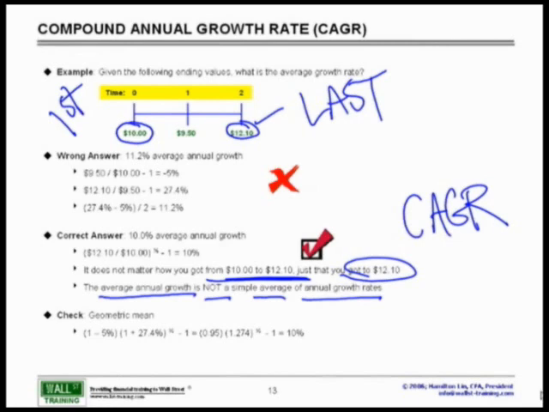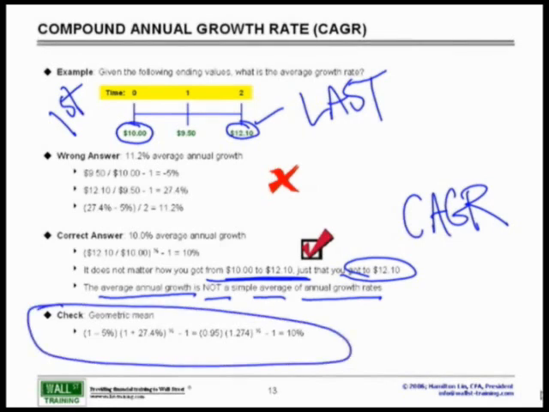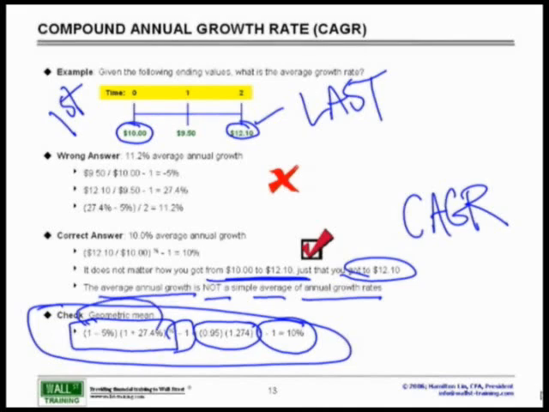To really quickly check this, if you're a math person, you would take the geometric mean, which means you would take 1 minus 5% times 1 plus 27.4%. You would take that to the 1/2 power minus 1. This is the math right here. You get the exact same 10%. So the compound annual growth rate is simply a quick and easy way to calculate the geometric mean without having to calculate the intermediate time periods, which we needed with the geometric mean.